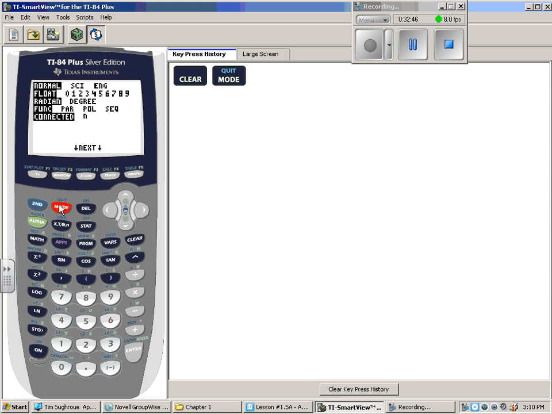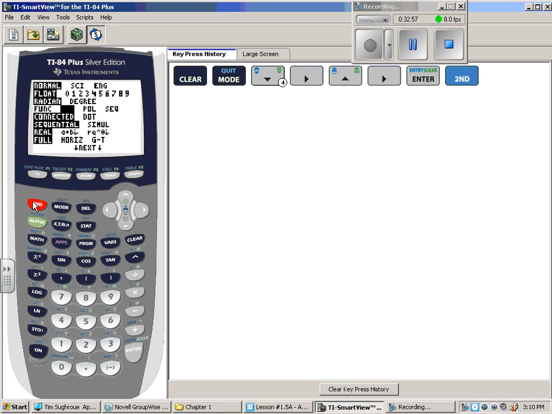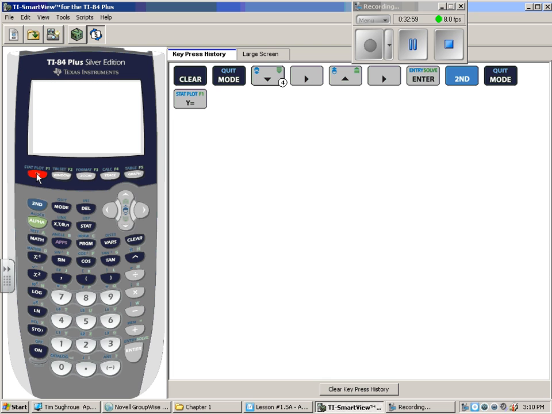So I'm going to change my mode. I'm going to go over to parametric. I'm going to hit enter. Second quit, I'm going to go y equals. Okay? And here's all they want you to do for this.